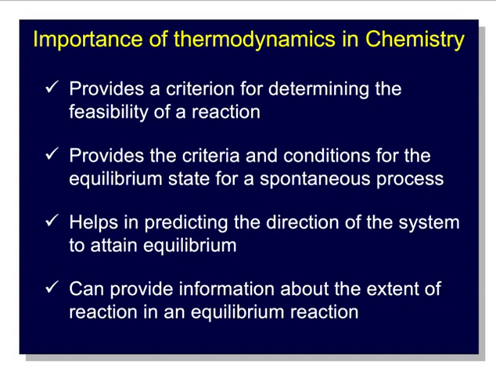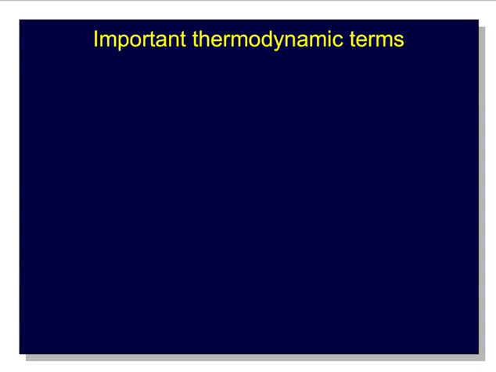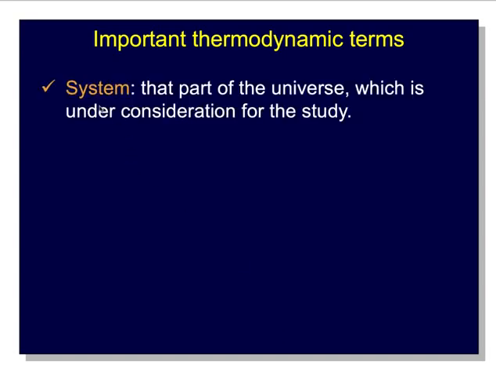Okay, let's move further and talk about certain terms which we use repeatedly in thermodynamics, and I'm sure that you learned about these before also. Let's try to review them again. The first term is system. A system is that part of the universe which is under consideration for the study. That's the way we define it. You can define it any which way. Basically, whatever part of the whole universe you are trying to focus attention on, which you want to study, becomes your system.